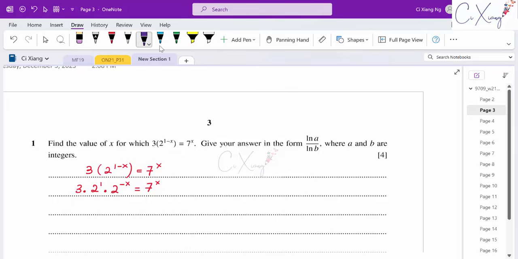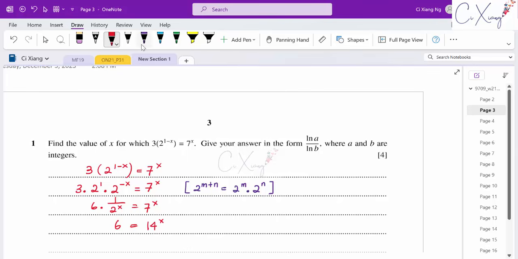Okay, so I think this one you should know. We are applying the property of indices, where 2 power m plus n can be written as 2 power m multiplied with 2 power n. Okay, so we are applying this property of indices. All right, then 3 multiplied with 2. They are pure numbers, so I can have a 6 here. Then 2 power negative x, I can rewrite it as 1 over 2 power x equals 7 power x. And if I bring this 2 power x over to the right hand side, I have 14 power x.